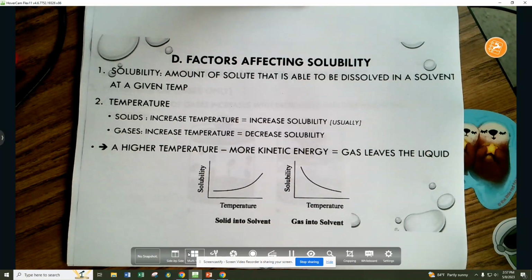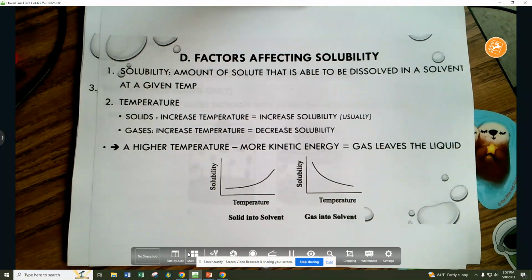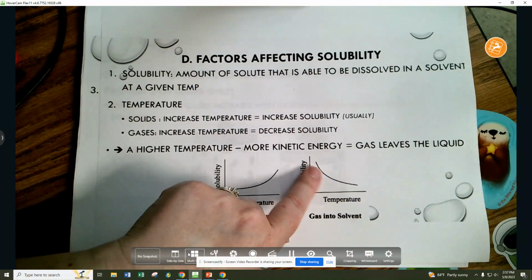And you may want to sketch these two graphs into your notes. But what we find overall is that when you increase temperature with solids, we get this nice positive slope. The warmer it is, the more it wants to dissolve. Think about coffee. If you have an iced coffee or an iced tea versus a nice hot cup of coffee or a hot cup of tea, that hot water has more kinetic energy. And so that is an increase in being able to dissolve. Gases, however, do the opposite. Gases have a negative slope.